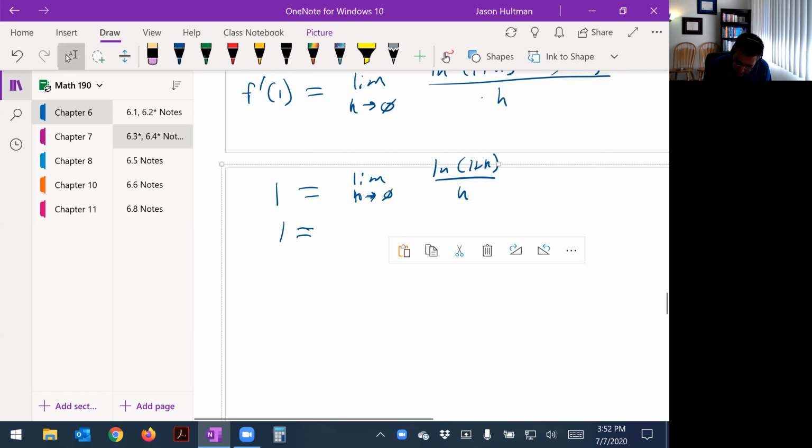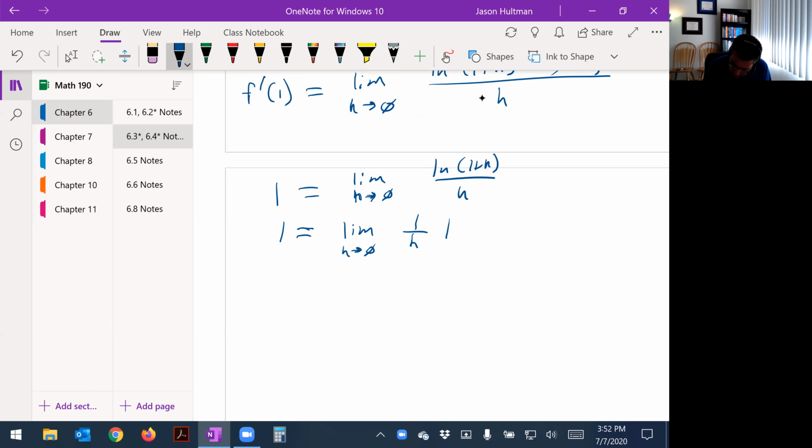So the limit as h goes to 0 of the natural log of 1 plus h over h. Okay, and so I'm going to rewrite this as the limit as h goes to 0 of 1 over h times the natural log of 1 plus h. And now I can use the property of logs by making this a power. So this is 1 equals the limit as h goes to 0 of the natural log of 1 plus h to the 1 over h.